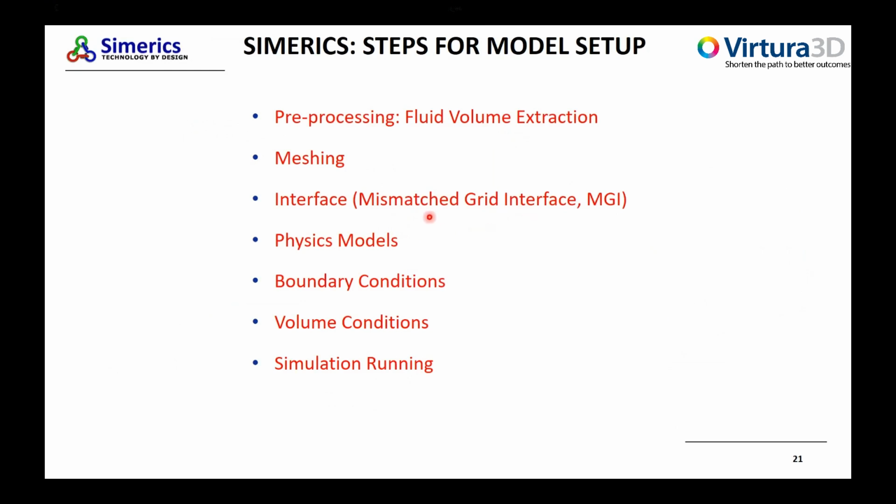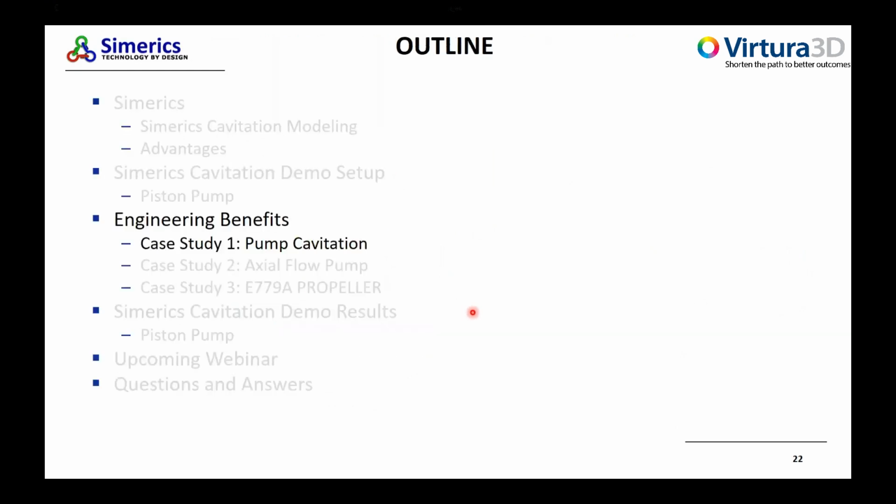And it can handle moving mesh on one side, stationary on the other side. It can also handle high aspect ratio cells on one side and normal cells on the other side. So it is quite a powerful algorithm that we have written from scratch. And then we add the physics modules that you want to solve. In this case, cavitation is the main thing that we are looking at. And then you set up some boundary conditions and the properties and start running the simulations.